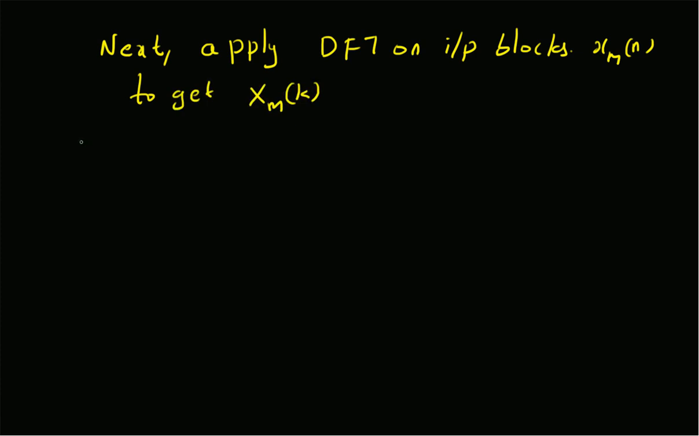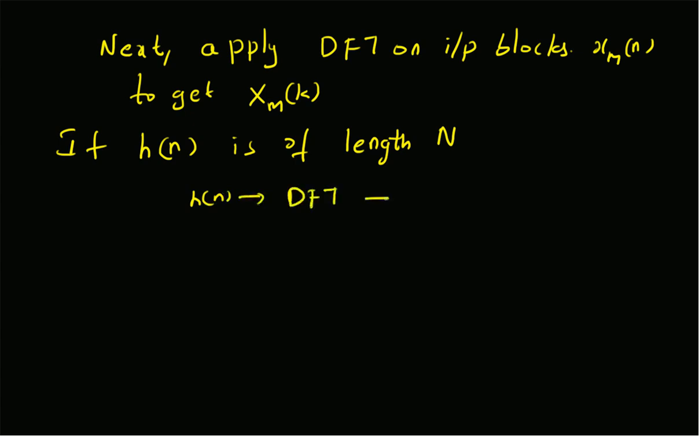So the next step is to multiply with the DFT of the impulse response of the filter. That is, we have to multiply these X_m of k's with the frequency response of the filter. If h of n is of length N, then we directly apply DFT on h of n and we get our H of k. If h of n has a length less than N, then we append sufficient zeros, apply DFT, and we get H of k.